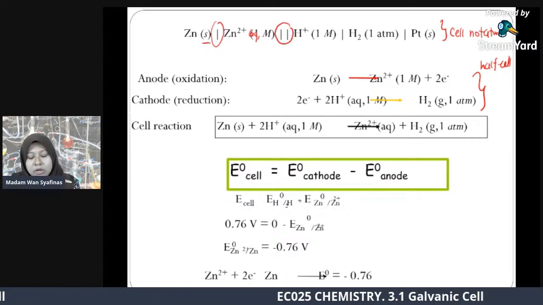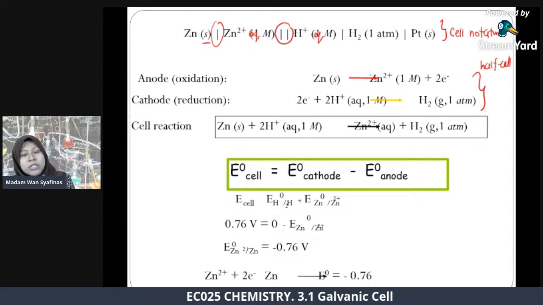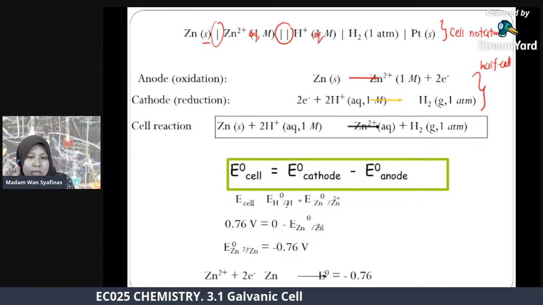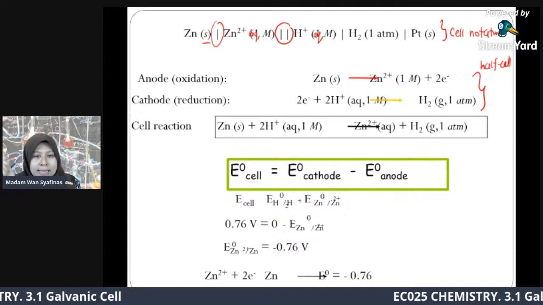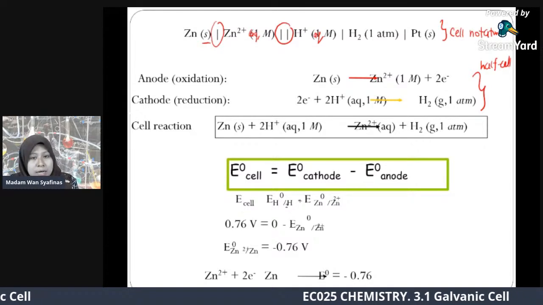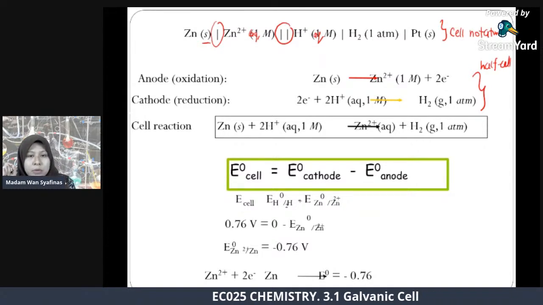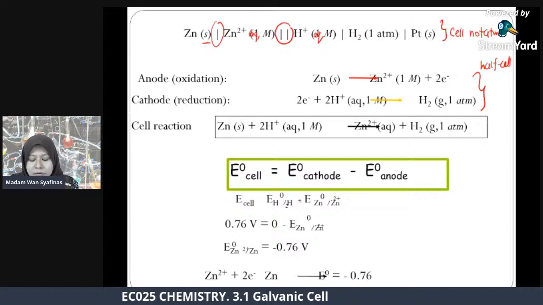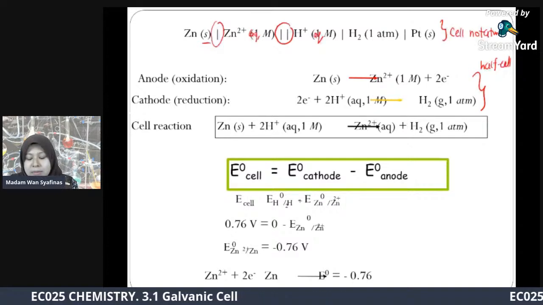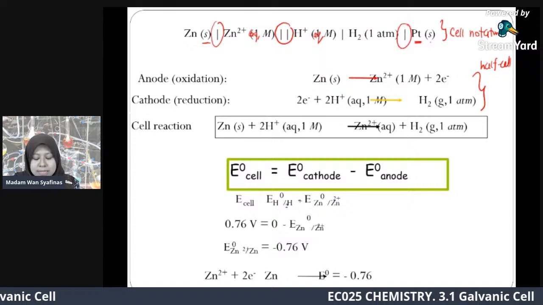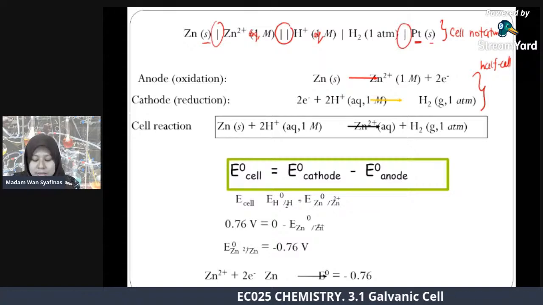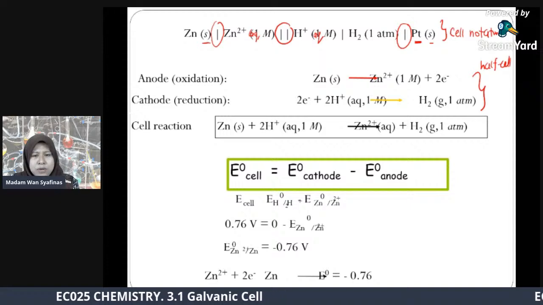Then kita ada hydrogen gas. So kalau hydrogen gas dalam cell notation, kamu kena letak dia punya pressure dia. Sebab tadi pressure dia adalah 1 atm. So jadi dalam cell notation, nak write cell notation kena letak dia punya pressure. Okay, then kita ada phase boundary, kita ada platinum solid. Okay, then seterusnya kita tengok dia punya half cell macam tadilah. Untuk half cell, kamu just letak aqueous sahaja kat sini. Okay, dia punya phase dia nah.